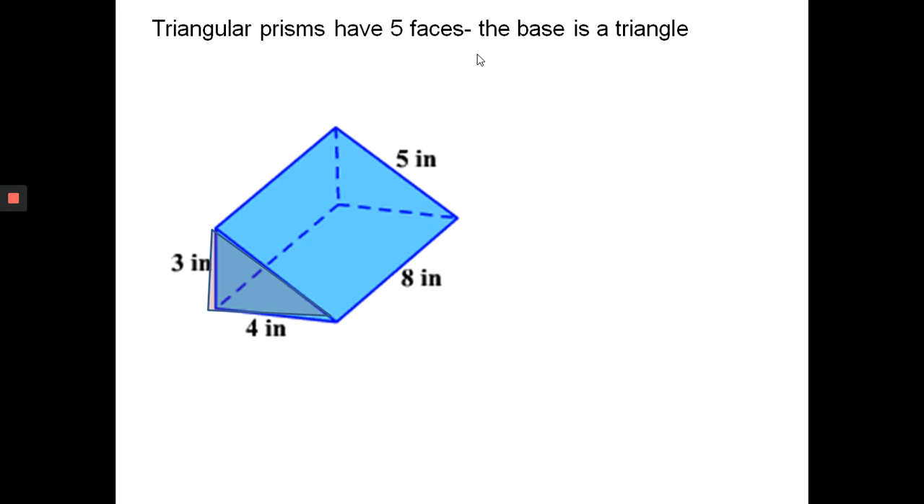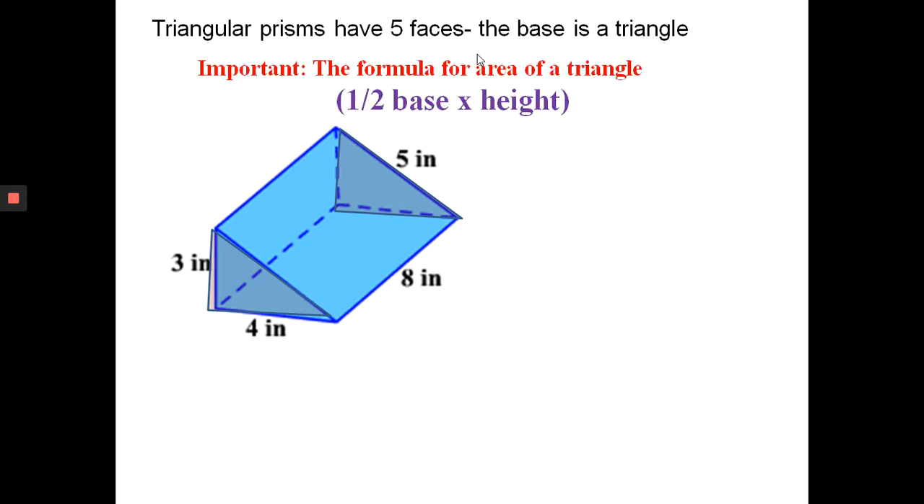So we know it's a triangular prism, so the triangle is the base. So the dimensions are 3 by 4. The base is 4, the height is 3. And there's the one on the opposite side, which has also a height of 3 and a base of 4. So you got to remember, don't just multiply the base times the height or the length times the width. In this case, it's 1/2 base times height for the formula to find the area of a triangle.